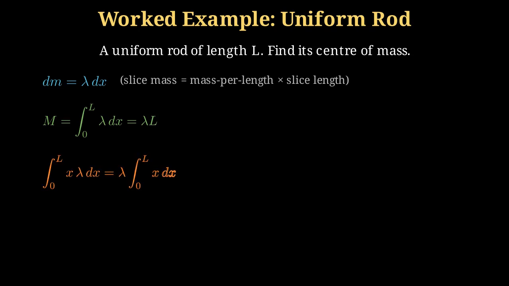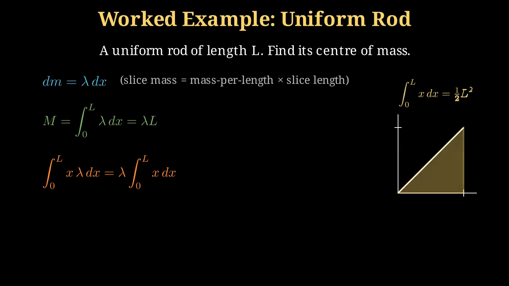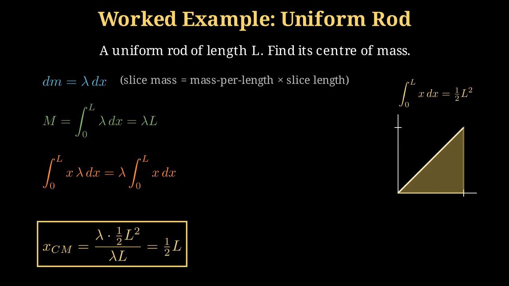Step 3. The top of the average. Position times slice mass added up. But what is the integral of x dx? It's just an area. The integral of x is the area under the line y equals x, a right triangle with base L and height L. Half base times height gives 1/2 L squared. Put it together. Top over total mass. The lambdas cancel and out comes 1/2 L. The middle, exactly as we predicted.